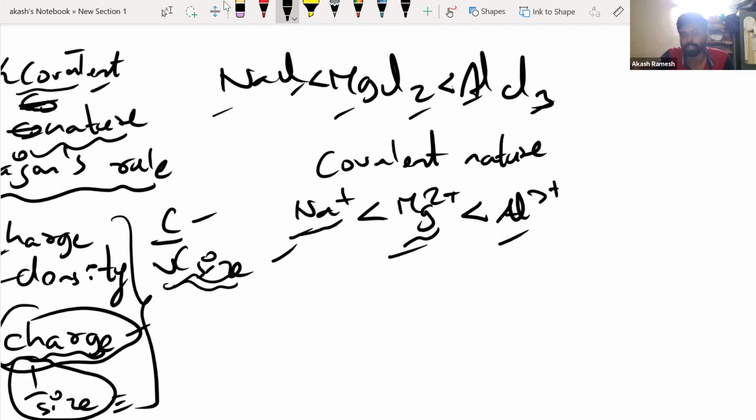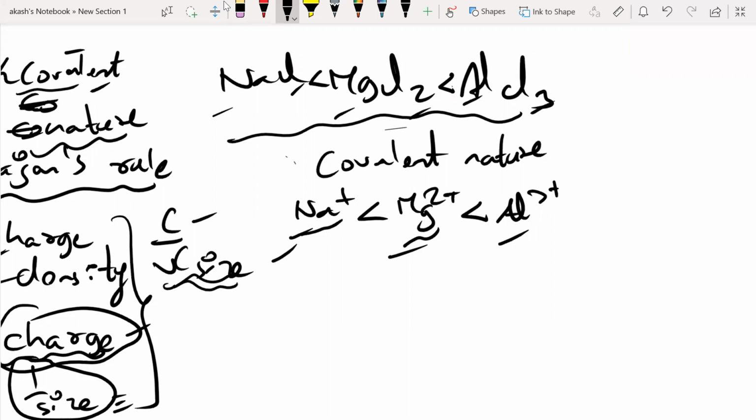I know Mg2+ will be a little smaller, but what you have to understand is the first priority will always go to charge. If the charge is the same, then I go for size. That is how I do it. Everybody understood how the covalent nature order is like this? It's just based on the polarizing power. More charge, more polarizing power, and more covalent character. Very, very simple. I hope everybody is able to get this point.